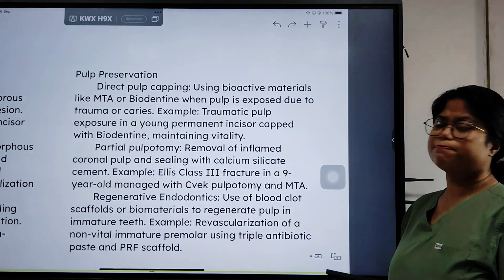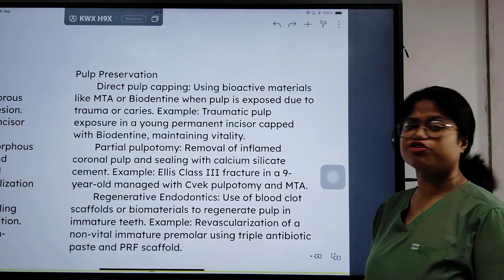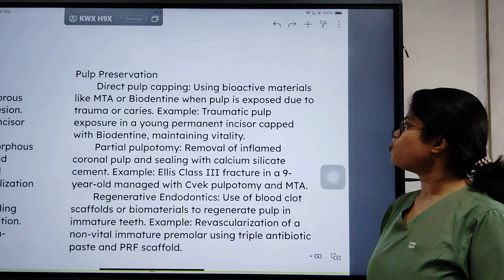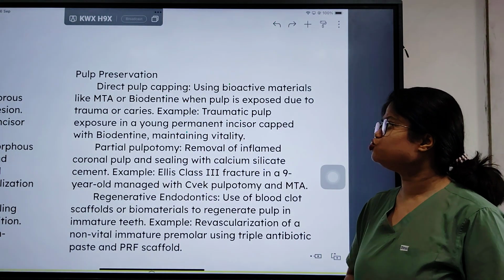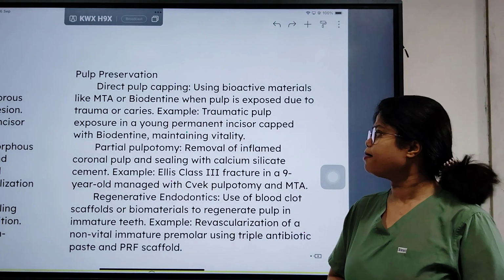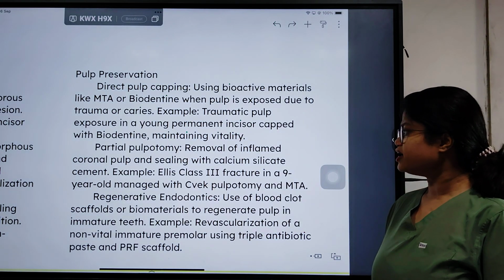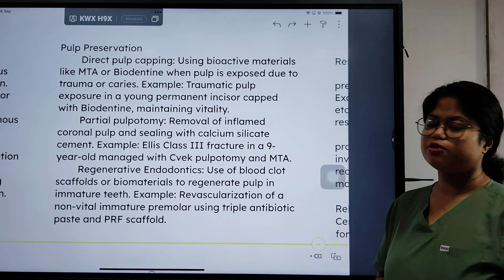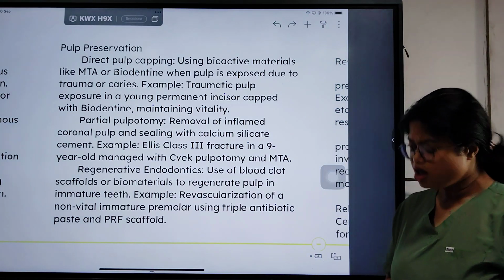Third comes pulp preservation through direct pulp capping, partial pulpotomy, and regenerative endodontic techniques. In direct pulp capping, we use bioactive materials like MTA or Biodentine where the pulp is exposed due to trauma or caries. An example is traumatic pulp exposure in a young patient, permanent central incisor capped with Biodentine, maintained vitality. Partial pulpotomy involves removal of the inflamed coronal pulp tissue and sealing it with various cements such as calcium silicate.